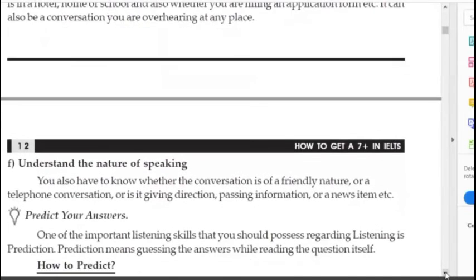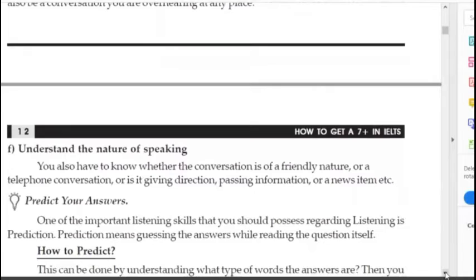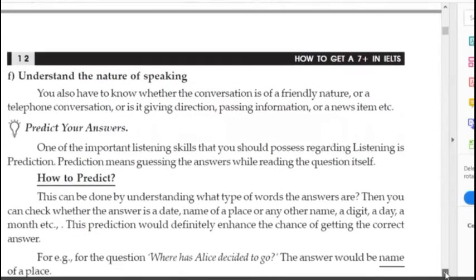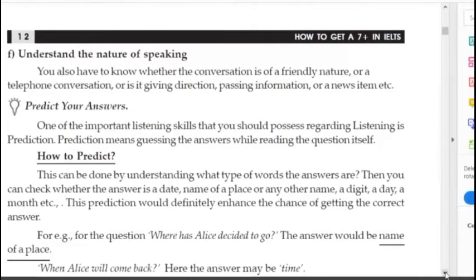And try to understand the nature of speaking, whether it is a friendly conversation, or a telephone conversation, or somebody giving directions, passing information, a news item, etc. And try to predict your answers. See, this is a listening practice tip. Do not do it at the examination alone.